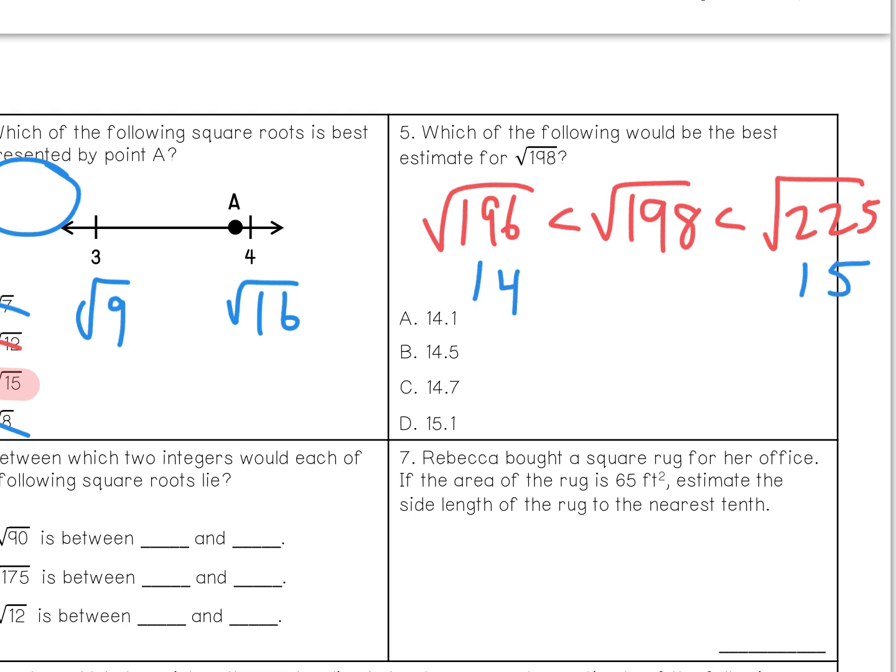So which one is it closer to, Mason? 14? Is it really close to 14, or is it kind of in the middle between them? It's really close. So the answer should be 14.1. A. Okay, because it's very close to 14.